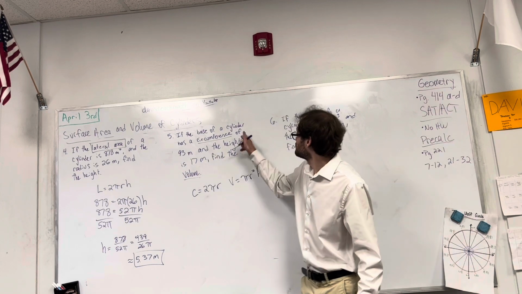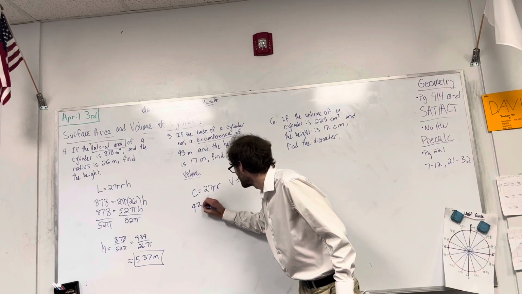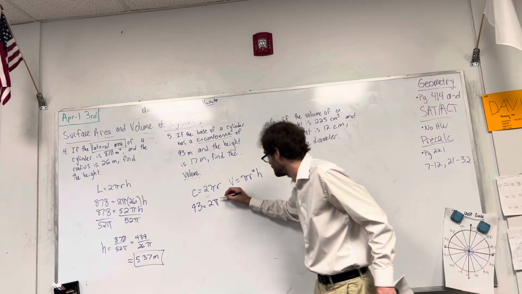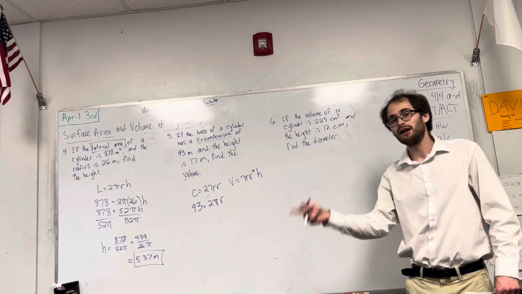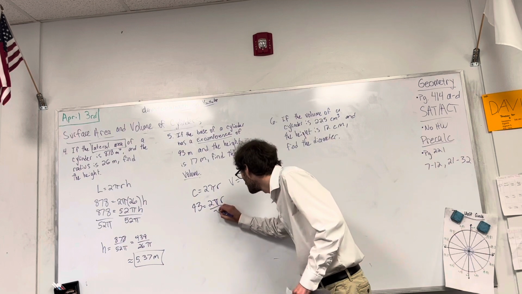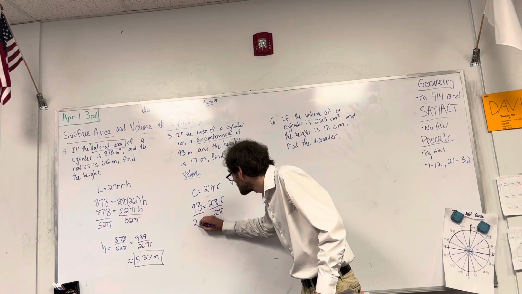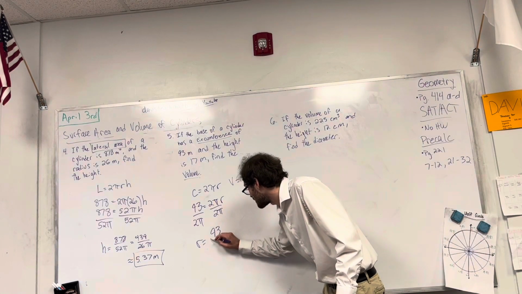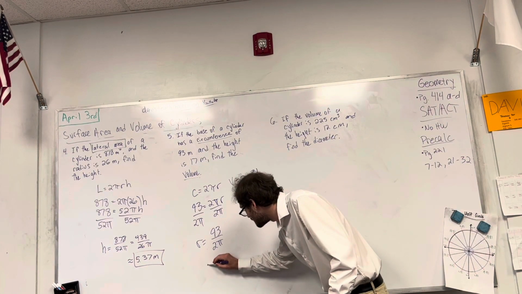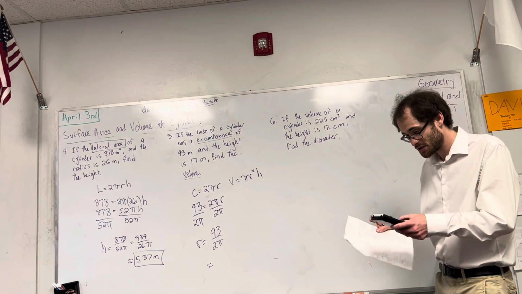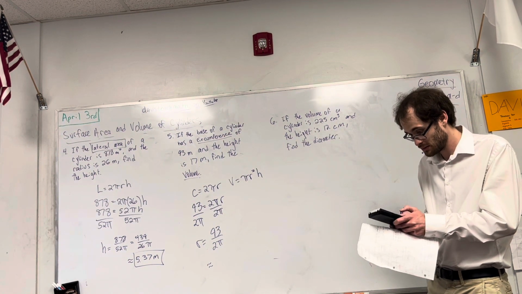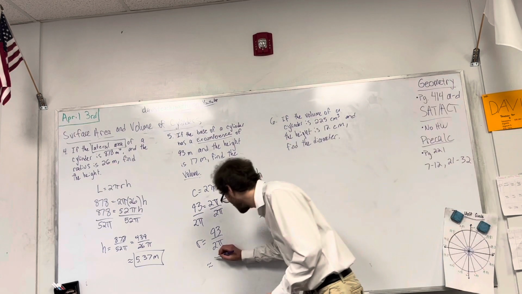All right, the circumference is 93. That's going to equal 2 pi times the radius. Don't know what it is, I've got to find it. Okay, I'm going to divide both sides by 2 pi. And again, when you put this in the calculator for a decimal, do not forget the parentheses around 2 pi. If you do that, you're going to get about 14.8.